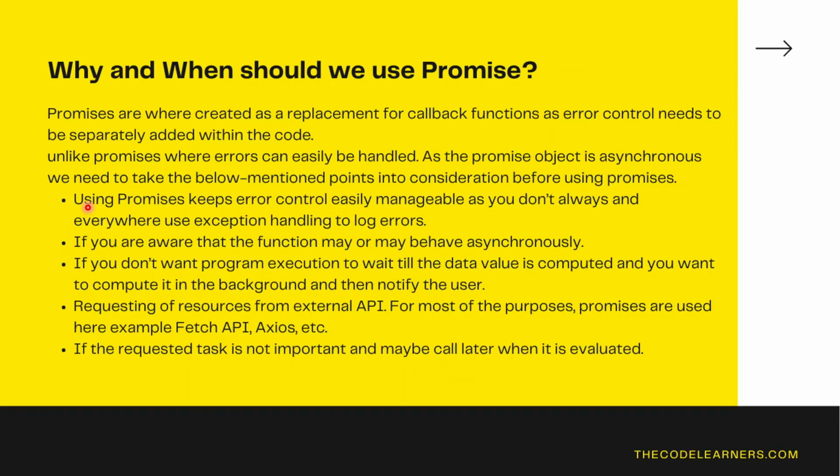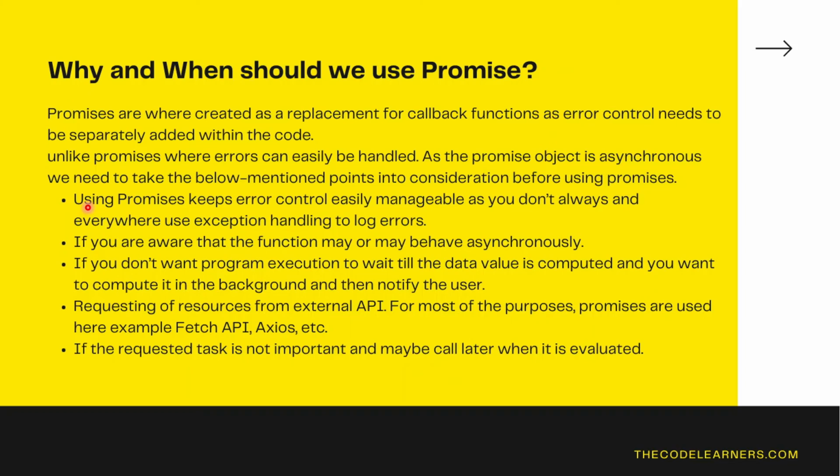If there is a function that may behave asynchronously or synchronously in the future, it's better to implement promises there. The next thing is if you have some data that needs to be computed, or data that you want to process in the background, and then after processing you will notify the user, like showing alerts, notifications or messages. At that moment you can use promises.